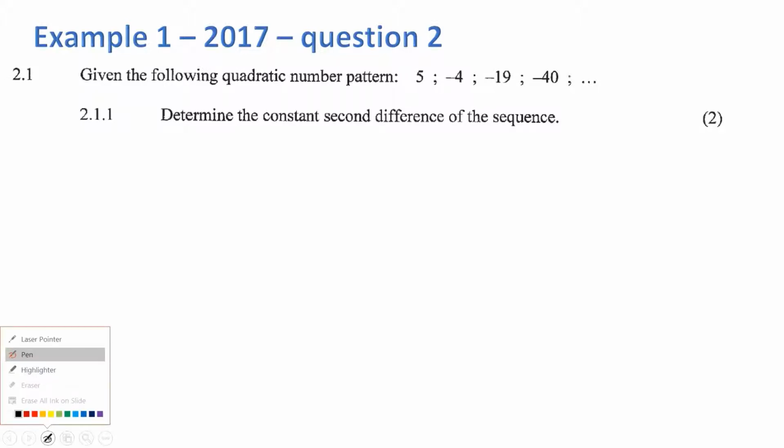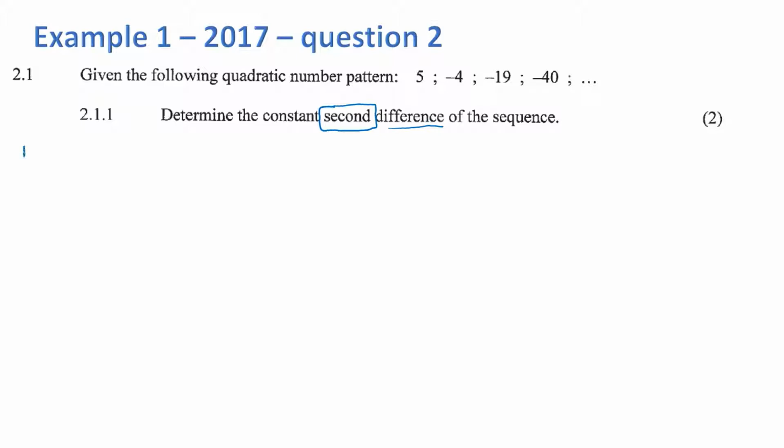And what I want to do is just choose a different color, to make things a little bit more interesting. Okay, so the first question is to determine the constant second difference of the sequence. What's important here that immediately jumps out is this concept of the second difference, right? So you know you have to go down 2 levels. So we're going to start off by doing the first level. And as the name says, difference, that means you just have to calculate the differences between the different numbers in the sequence. So we're going to start with D1.